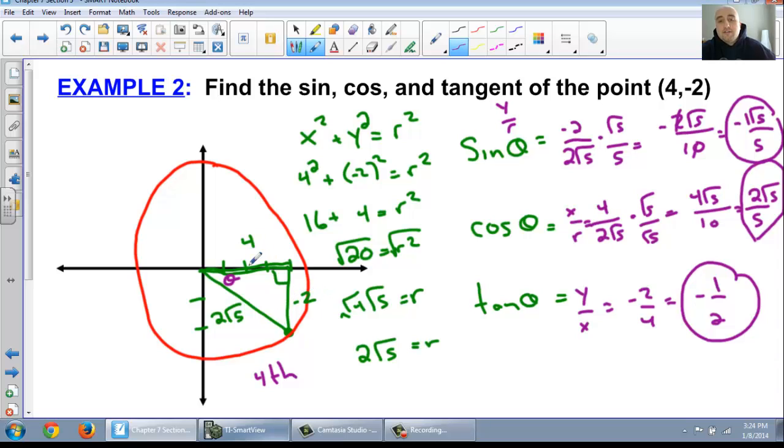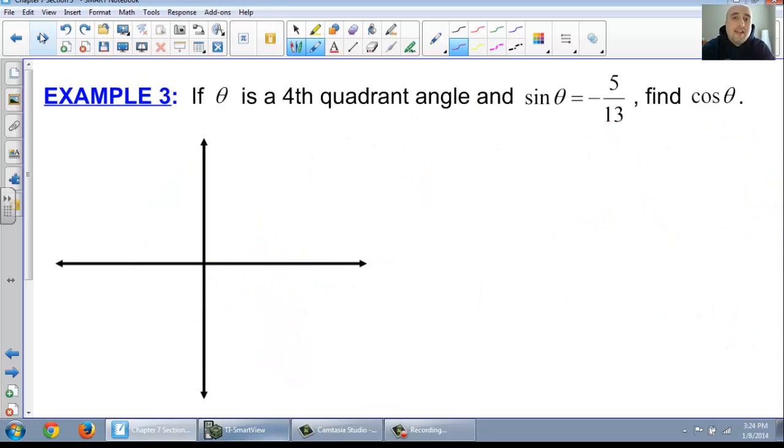Y is negative, x is positive. All right, last example, almost done. Example 3 says if theta is in the fourth quadrant, so I'm going to draw a fourth quadrant triangle right away, because that's what it told us it is. And it says the sine is equal to negative 5 over 13.